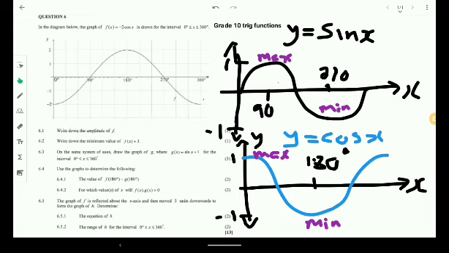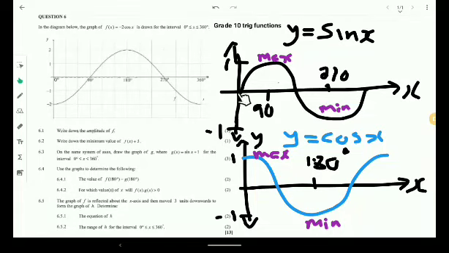So here, this is the basic function of sine, y is equal to sine x, and this is the basic function y is equal to cos x. You can see in the basic sine function, the maximum, which is the amplitude, is equal to positive 1, and then we have a minimum there. You know that the maximum is at 90 degrees, and the minimum is at 270 degrees.